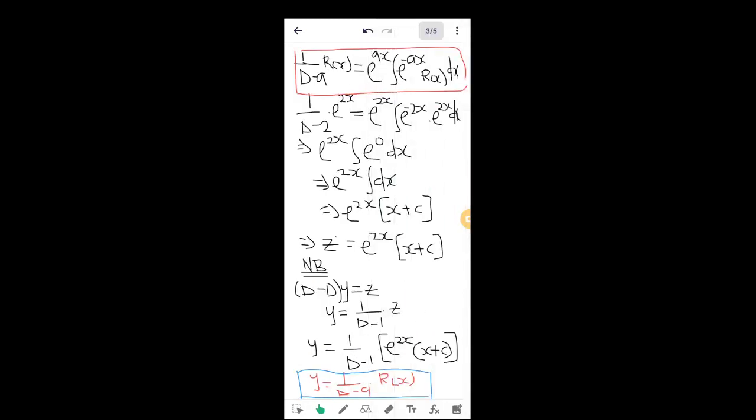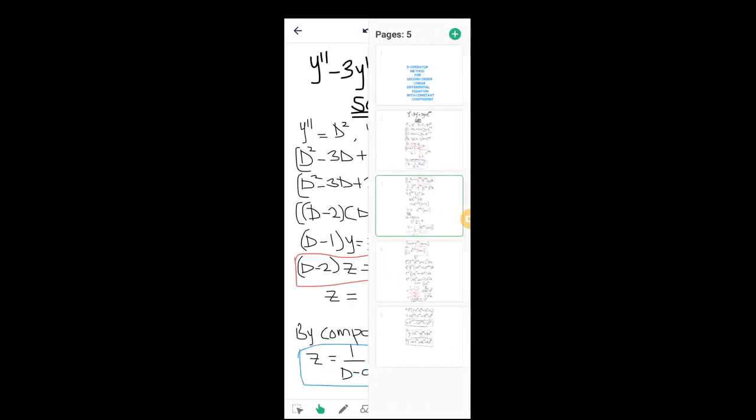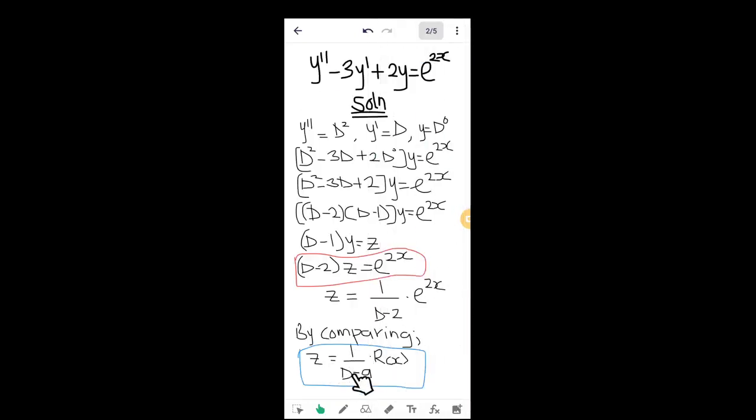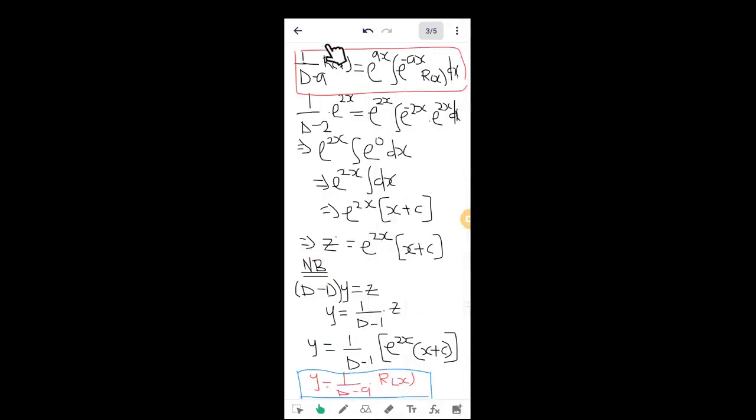After that, you know that I've already written this part: z is equal to 1 over D minus a multiplying r of x. So that's what I have done here. 1 over D minus a operating on r of x should be equal to e exponent ax, that's the first positive value of a, then we integrate e exponent negative ax times r of x dx. Remember, I have already proved this equation for the operator method.